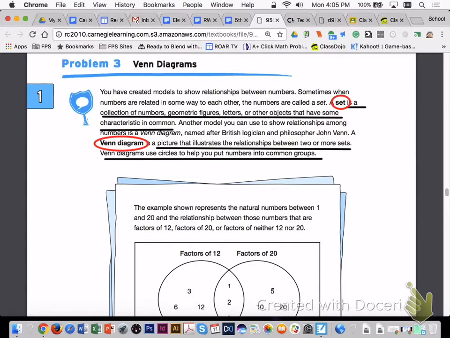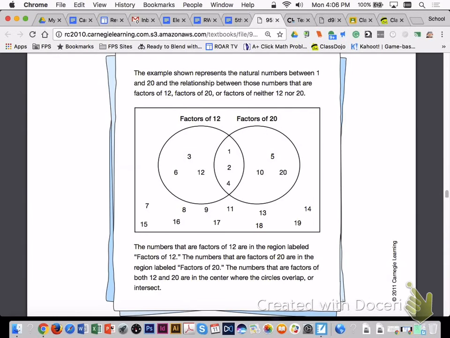Another model you can use to show relationships among numbers is a Venn diagram. A Venn diagram is a picture that illustrates the relationships between two or more sets. Venn diagrams use circles to help you put numbers into common groups. The example shown represents the natural numbers between 1 and 20 and the relationship between those numbers that are factors of 12, factors of 20, or factors of neither 12 nor 20.